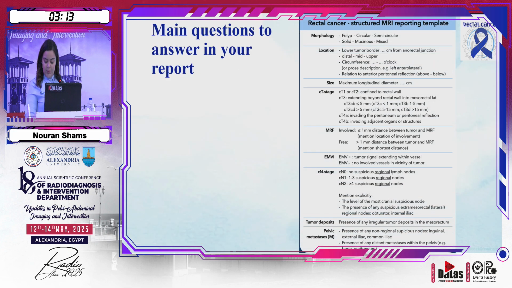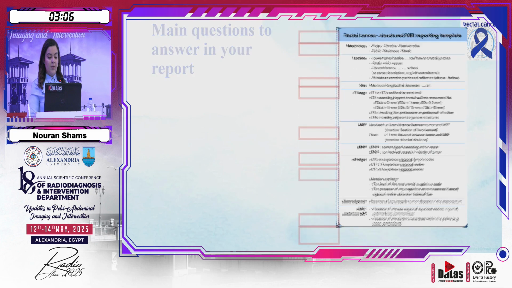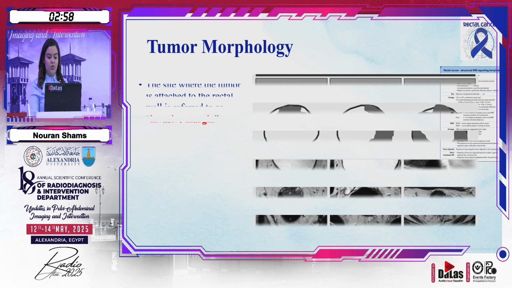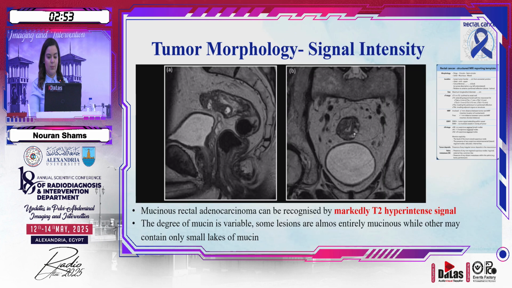Now, coming to the reporting process. Each MRI report should systematically address a set of questions that we will go through quickly. First, the tumor morphology. Every tumor can be described as annular, semi-annular, or polypoidal, where the site where the tumor is attached to the rectal wall is referred to as the invasive margin.